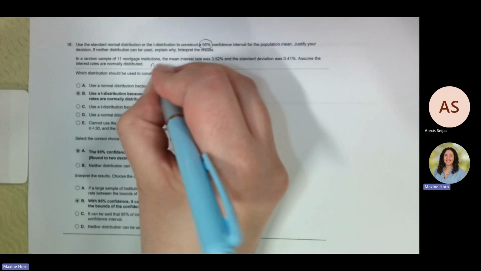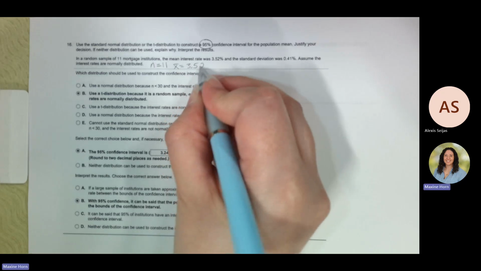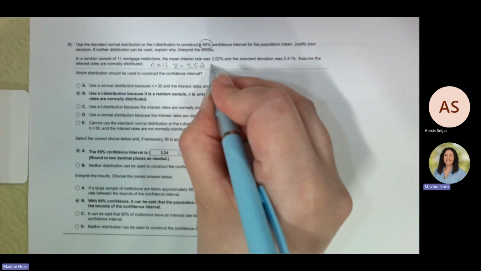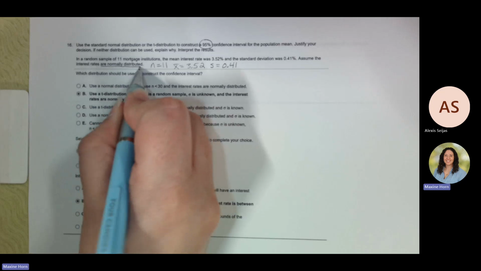Okay, in a random sample of 11, so n equals 11, mortgage institutions, the mean interest rate, X bar, was 3.52%. Let's go ahead and leave everything as percentage rather than trying to turn them into decimals, okay? 3.52%, and the standard deviation of that sample, so S, was 0.41%. Assume the interest rates are normally distributed. Thank goodness, because my n was only 11. And if they weren't normally distributed, then we wouldn't be able to do this because n has to be greater than or equal to 30.